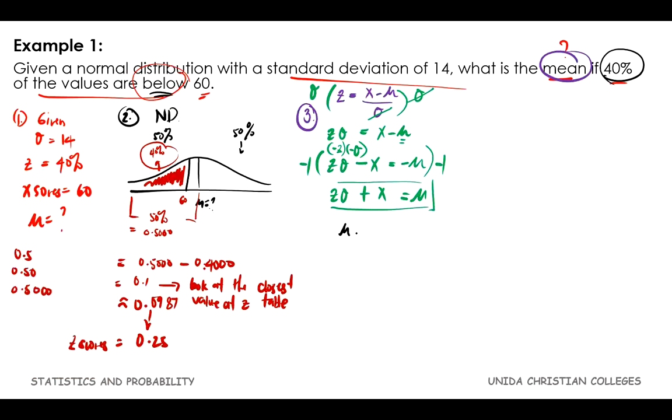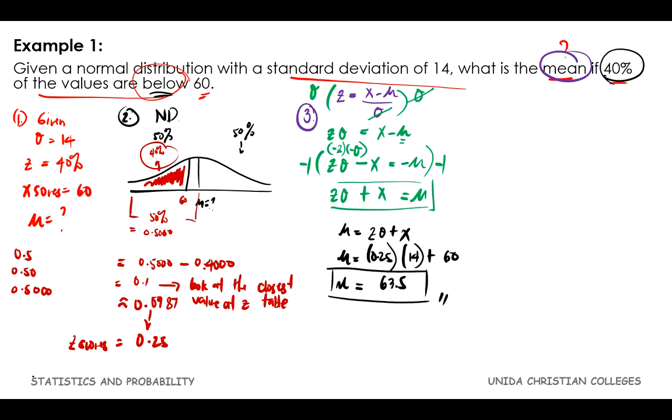So, mean is equal to Z times standard deviation plus X scores. Okay, let's proceed. So, ang Z natin ay 0.25. Our standard deviation is 14. Our X scores is 60. So, if you perform the operation, you will get 63.5. Okay, so that is our mean.